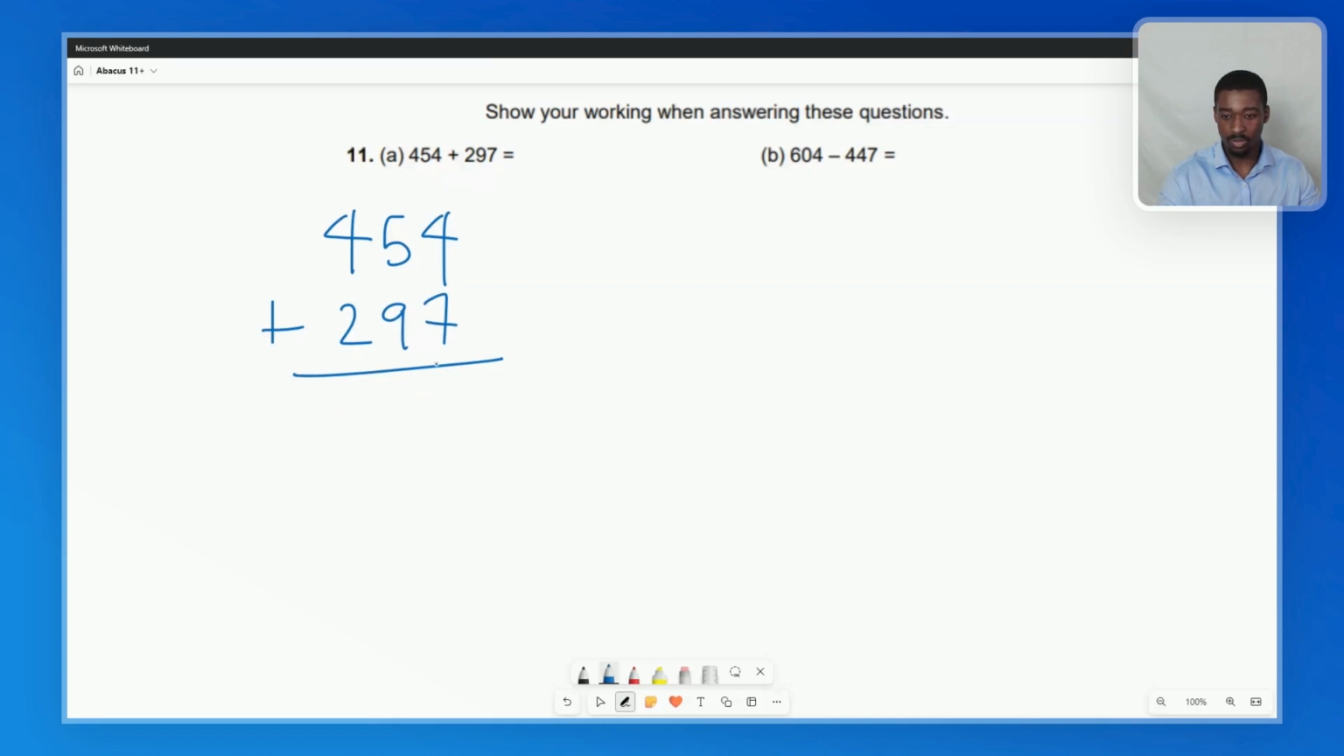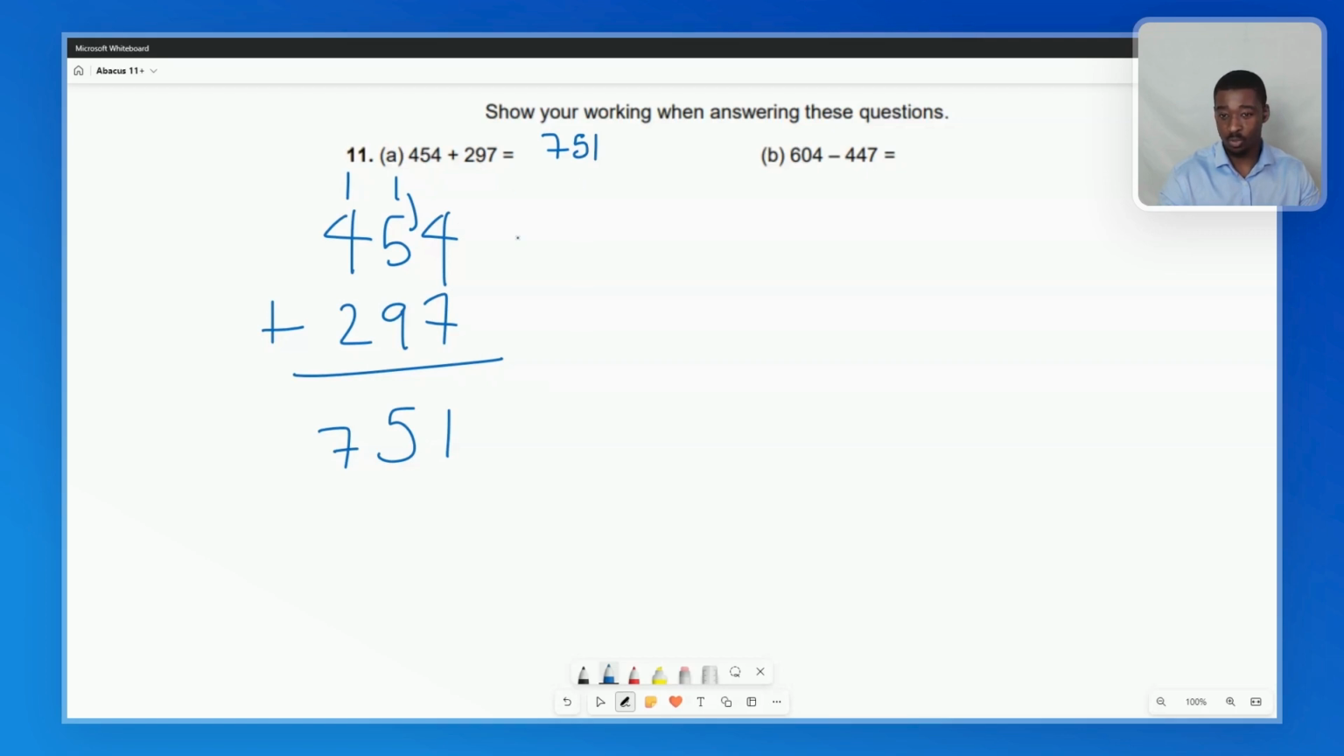So 4 plus 7 gives us 11. So 1, carry the 10. Then 1 plus 5 plus 9, well, that's 6, plus the 9 is 15. So 5, carry the 1 over. Then 1 plus 4 plus 2. So 5, 2, 7. 7, 5, 1. Right? Or we could use mental maths.